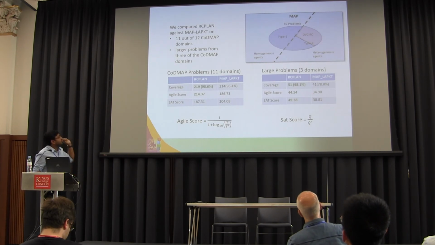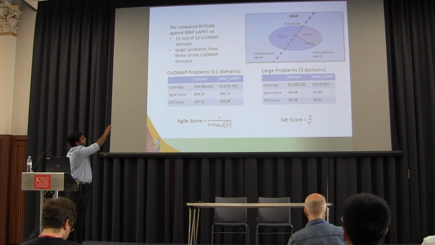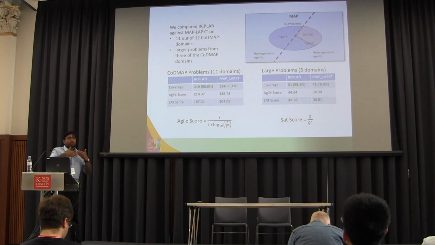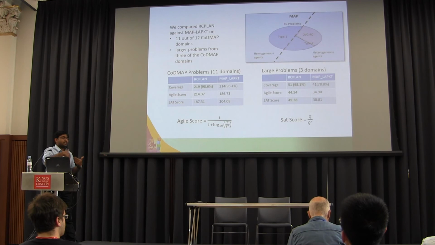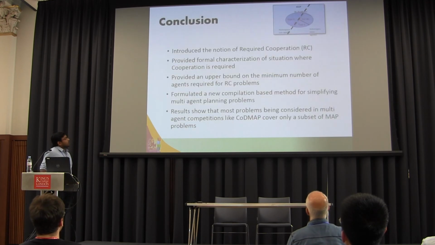And we found that we did better than them on the CoDMAP problems in 2 out of 3 criteria. And also the fact that we did so well on coverage means that most of these problems in fact belong to that small group we mainly designed our planner to work on. And like we expected, as we moved on to larger problems where there are more agents, we ended up doing much better. So finally, in conclusion, we've introduced the concept of required cooperation.